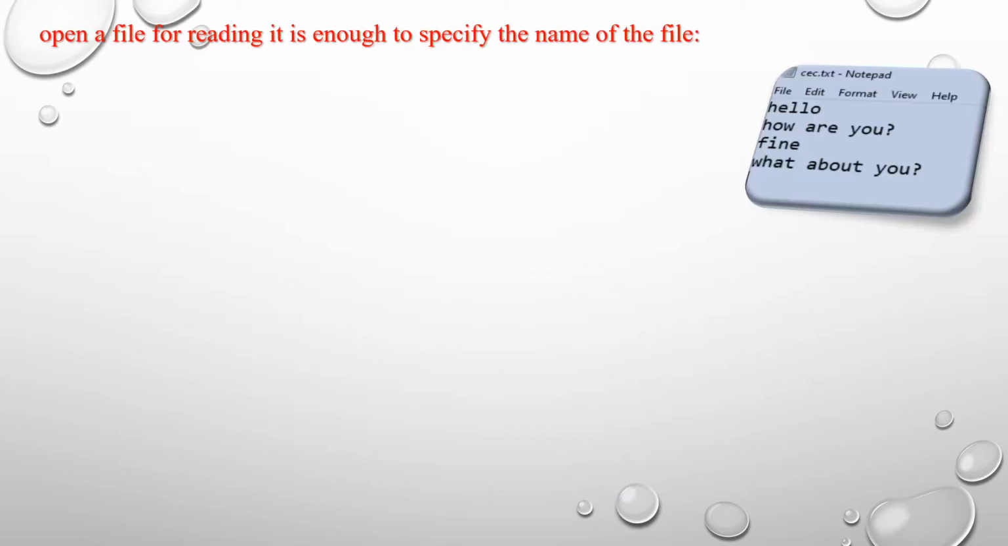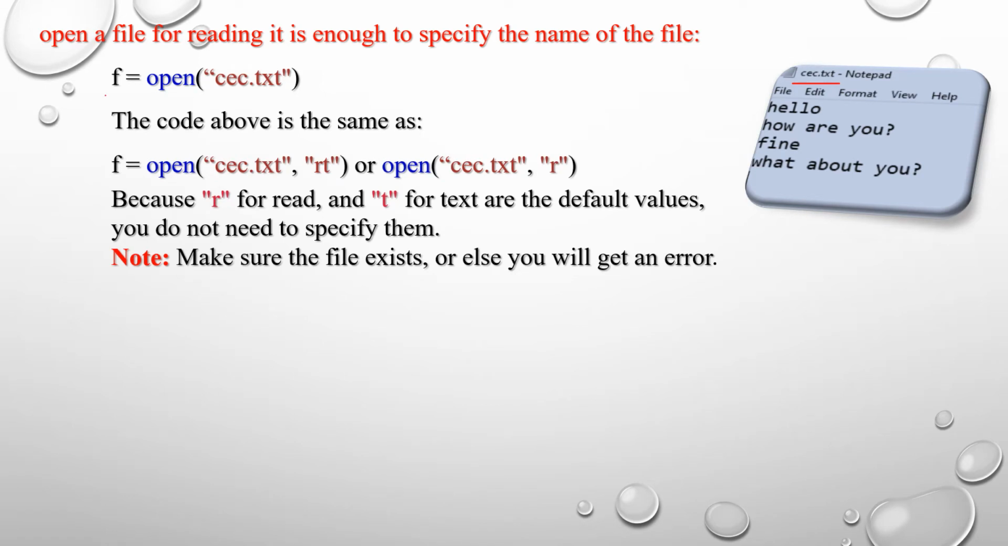Now we will see how to open files in Python. So this is my file. I named it cc.txt and this is my text file. The file content is: hello, how are you, fine, what about you. This is my file content and the file name is cc.txt. If you want to open this file, first I have to specify the file variable, the object. The object is f equals, and then I use the built-in function open with the text file name cc.txt. So this instruction opens the file.